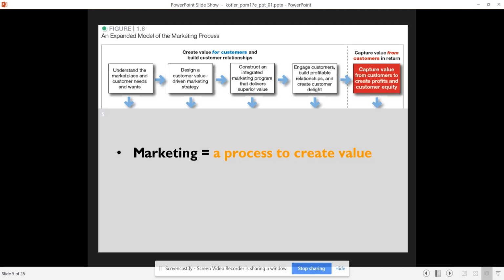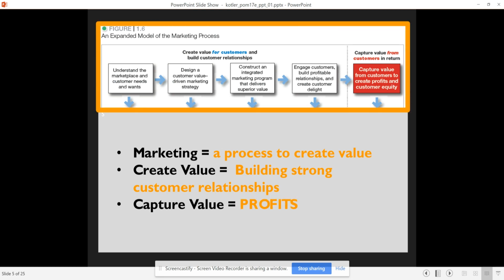So again, marketing is a process to create value. Creating value is building a strong customer relationship, and capturing value is, of course, making profits. And at the end of the day, no one's going to spend the time or effort or resources in marketing unless you're going to be profitable.